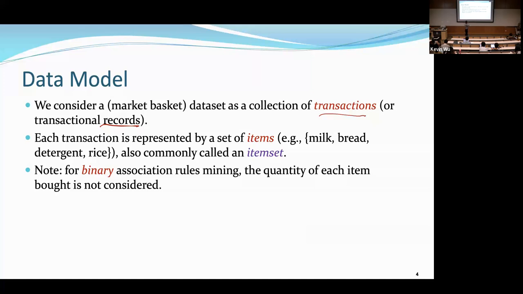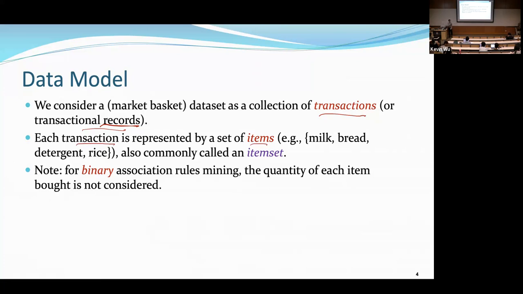However, in the context of association rule mining, or association analysis, or market basket analysis, the word transactions here means a collection of items that were bought together by a customer. All right, so don't confuse these two terms. Sometimes we'll just call it a transactional record. We put the focus on the word record here to distinguish it from a process in transaction processing. So for our data model, each transactional record is represented by a set of items, such as milk, bread, detergent, rice, etc.